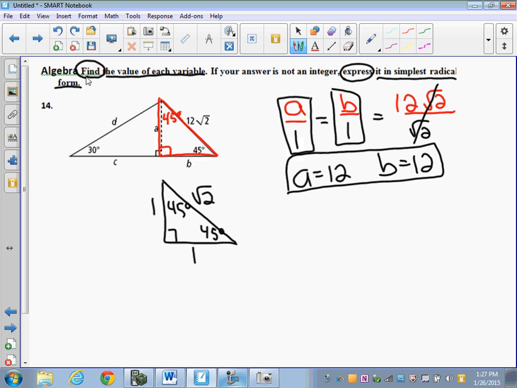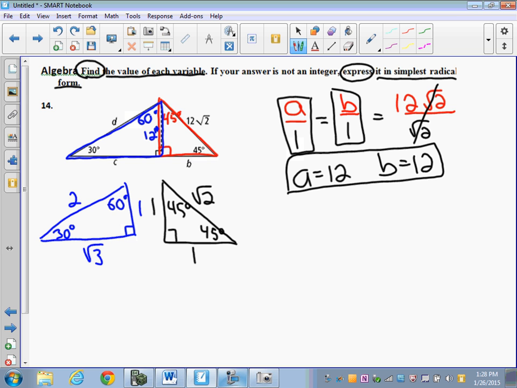Now when I look at the other triangle, I see that this is a 30, 60, 90 triangle. And I can change this A to 12 because we just found out that A was 12. So the 30, 60, 90 triangle, again, let's orient it the same way. 1's across from 30, the square root of 3 is across from 60, and 2 is across from 90. And what we have is 12, C, and D.